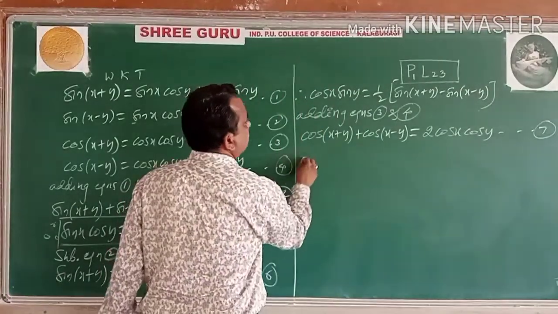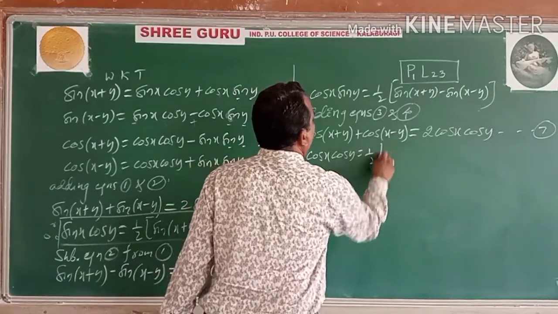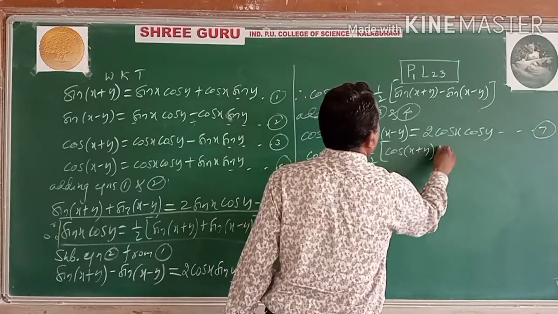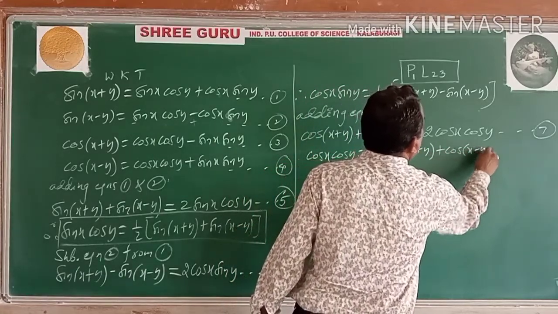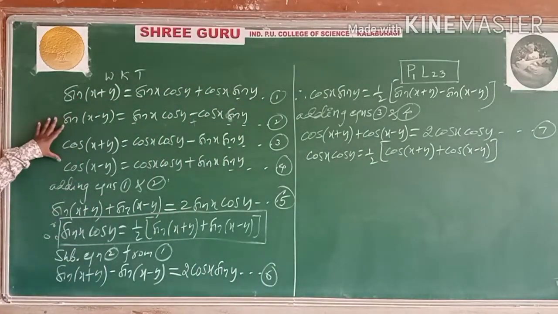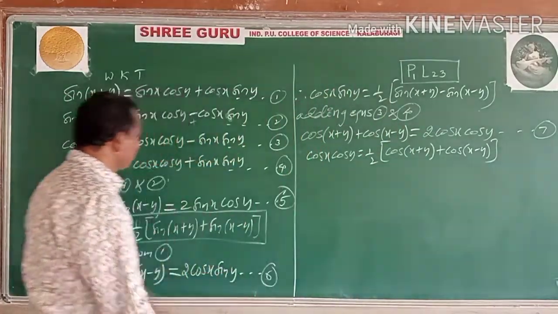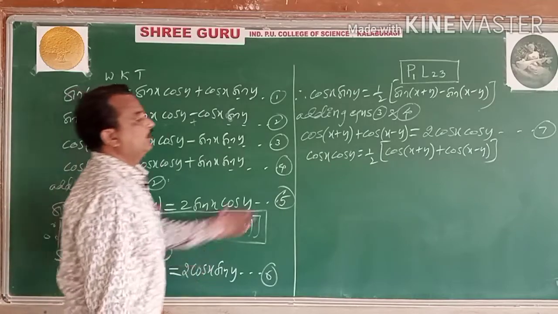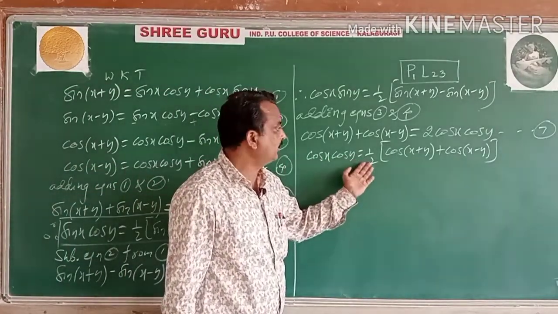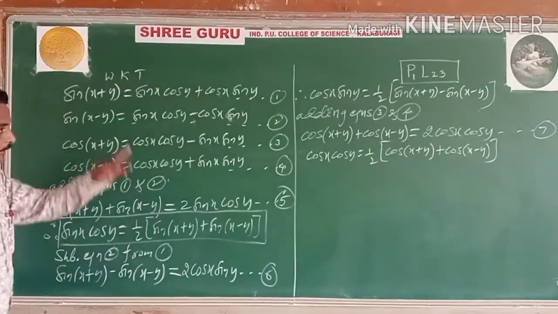So therefore cos x into cos y is equal to 1 by 2 into cos of x plus y plus cos of x minus y. Here we are transforming these formulas into product formulas and sum and difference formulas. So cos x into cos y, like cos 10 into cos 20 or cos 20 into cos 30, you may express in this form also. This is equation number 7.